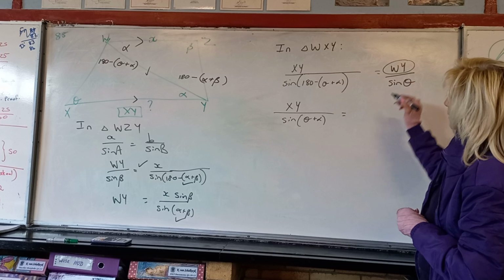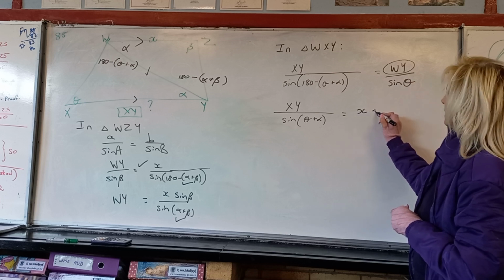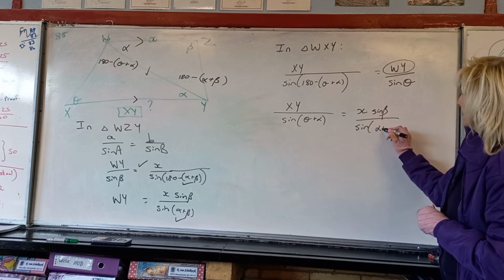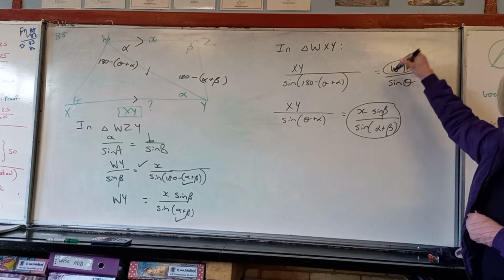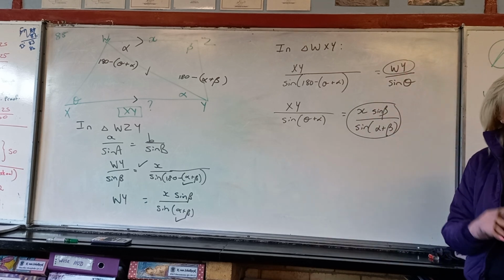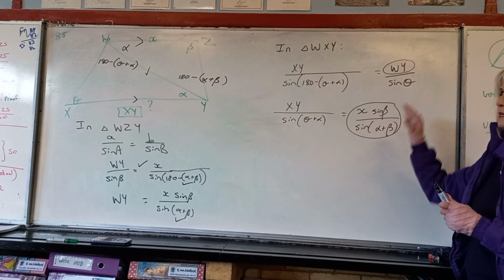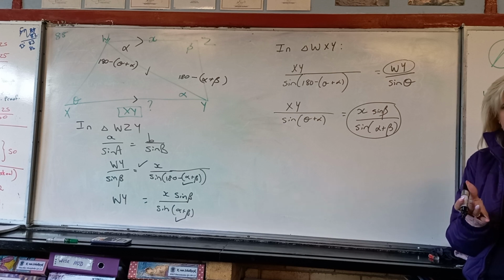Then we're going to go for xw, that says WY equals x sin beta over sin(alpha plus beta). So that whole piece is what I'm indicating over there. And when you do this in a test, use a highlighter pen. Highlight the WY, highlight this thing, so everybody can see.